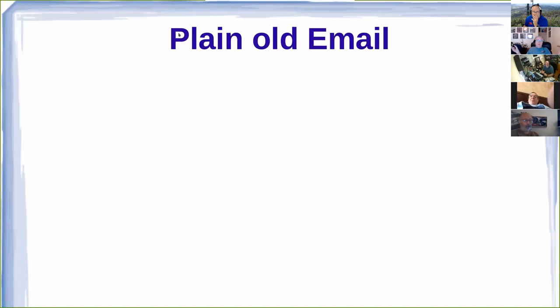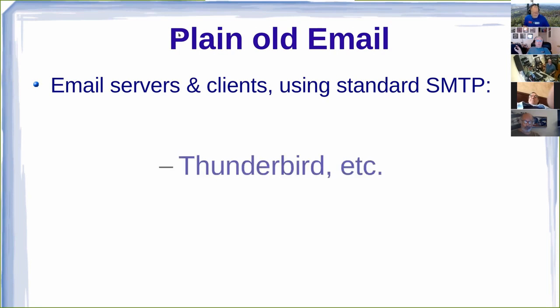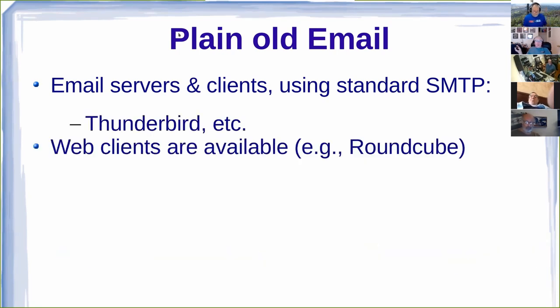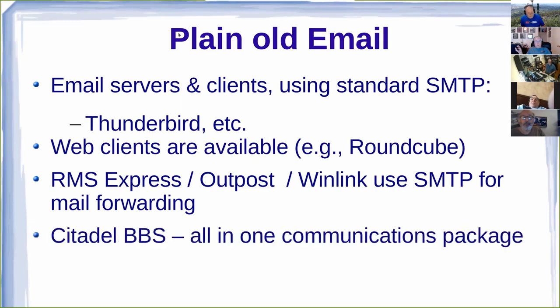So you can also do plain old email. Plain old email uses SMTP, simple mail transfer protocol, or something like that. So pretty much anything can work. Clients like Thunderbird, web clients, Roundcube is one of them. RMS Express, Outpost, and WinLink, they all use SMTP for mail forwarding. So you can move messages around. And there's a BBS package that I'll talk about.